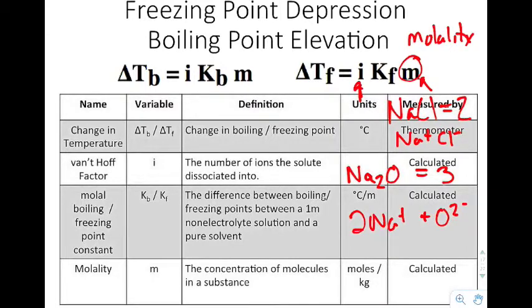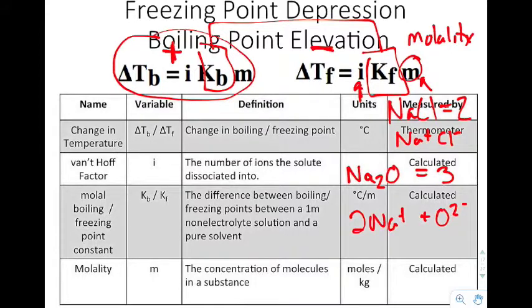The Kf and the Kb are constants depending on the solute and the solvent. So is it sodium chloride? What substance is it going to be? Those are constants. And then finally you have the molality, which we've already talked about. It is really important that you understand that whenever we're talking about the boiling point, you are going to have a positive change in temperature, and whenever you're talking about the freezing point, you're going to have a negative change in temperature. So you're going to have a positive boiling point elevation and a negative freezing point depression.